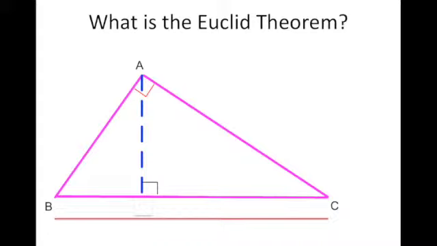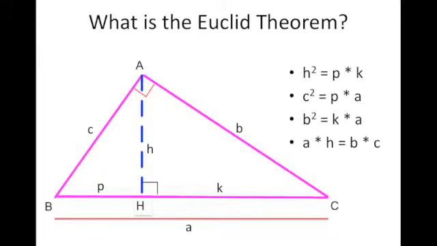For example, let's take a right triangle and also draw the height of the hypotenuse. Now let's label the sides as C, P, Q, H, B, and A. Now according to the theorem and Euclid, these four formulas are concluded, which are h squared is equal to p times k, c squared is equal to p times a, b squared is equal to k times a, and the last one is a times h is equal to b times c.